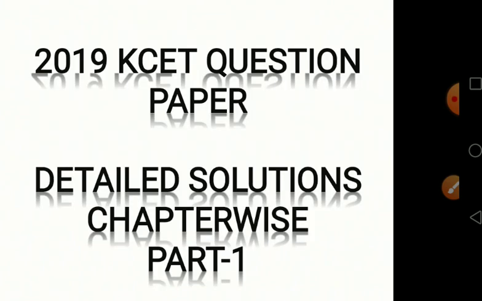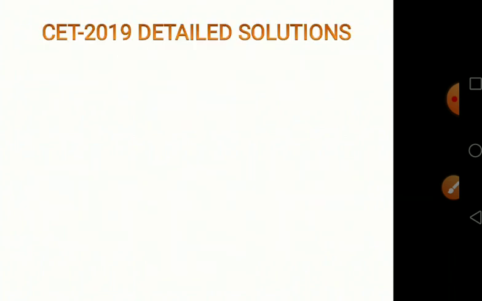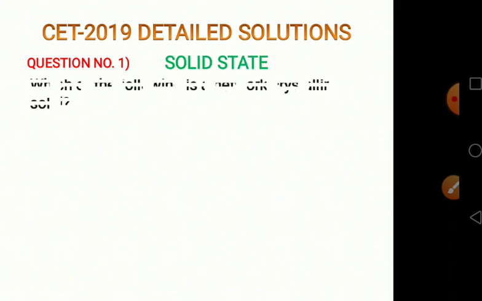Here I present my first video, that is on detailed solutions chapter wise 2019 KCET question paper, part 1. So here I have solved 30 questions out of 60 questions, and the remaining questions you can see in the next video. Here chapter wise I have arranged, so I will start from the solid state chapter.